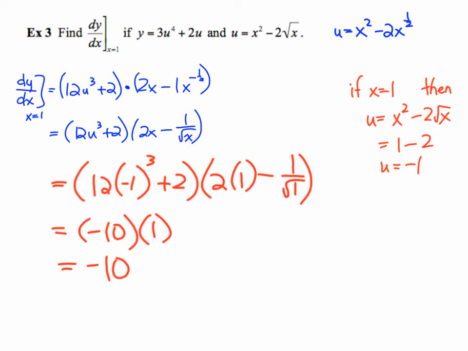12 times -1 cubed plus 2 times 1 minus 1 over root 1. And the square root of 1 is 1. So simplifying, my answer is -10.